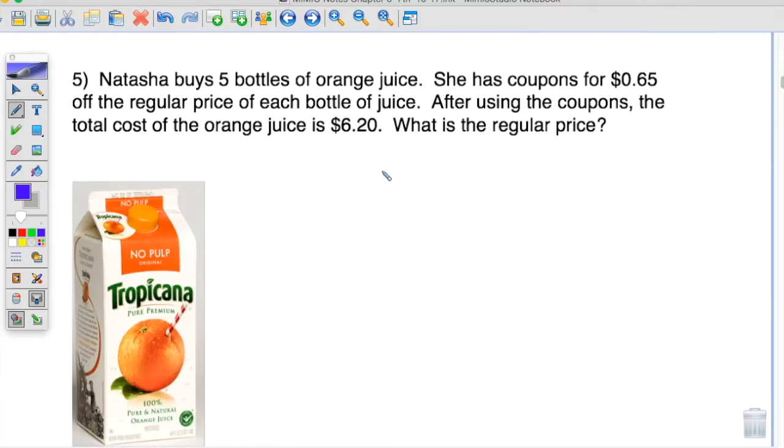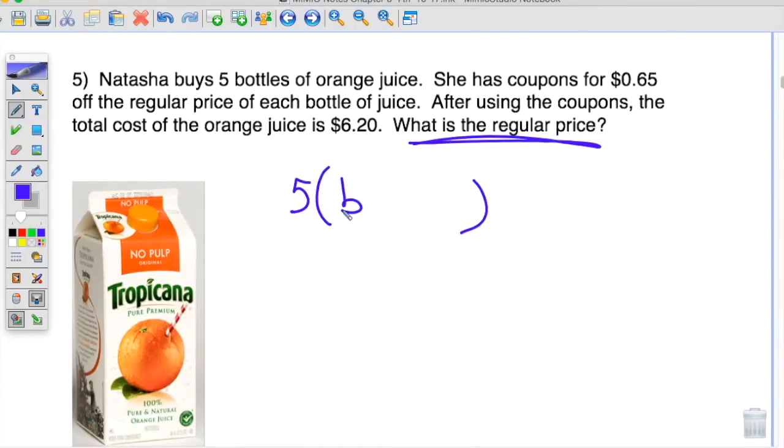Our last problem is a problem solving, and it says Natasha buys 5 bottles of orange juice. She has a coupon for 65 cents off the regular price of each bottle of juice. After using the coupons, the total cost of the orange juice is $6.20. What is the regular price? So it's saying that she buys 5 bottles of juice, and each bottle she used a coupon. So each bottle, we don't know what the price is.